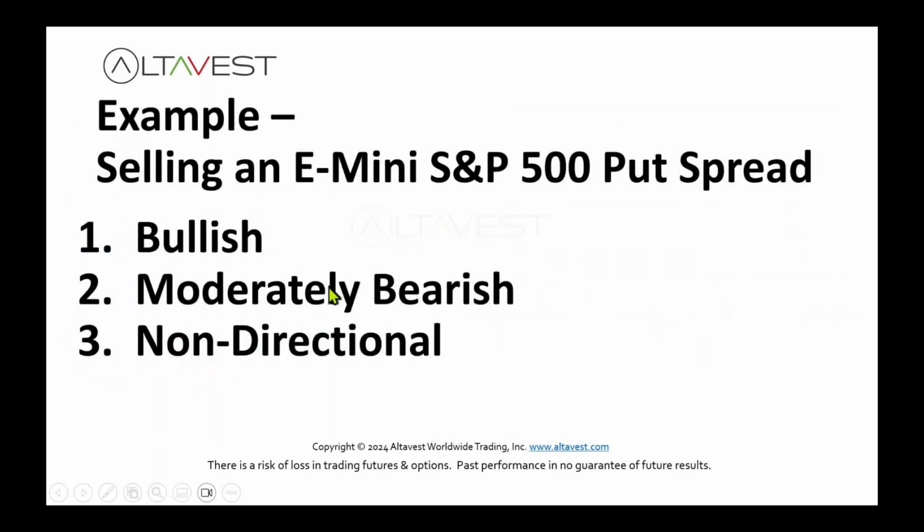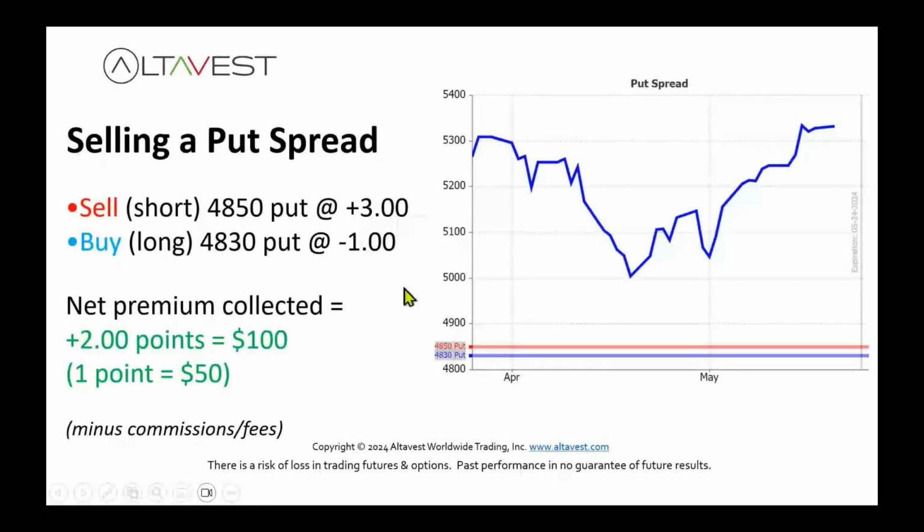And here's an inverse of that, selling an E-mini S&P 500 put spread. So you would do this if you're bullish or moderately bearish or have a non-directional bias. So just the opposite of what we looked at here. You sell this out of the money put, that's the red line, collect 3 points. Same time you buy an out of the money put below it as a hedge or protection. You have to pay money for that insurance or that hedge. So the net result is you collect 2 points or $100 in this hypothetical example. But this is a good visual.